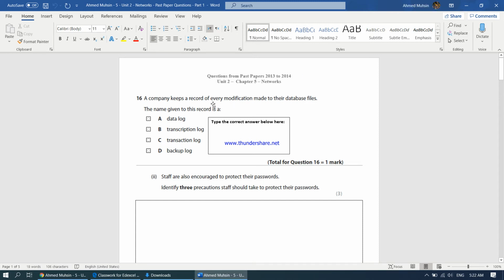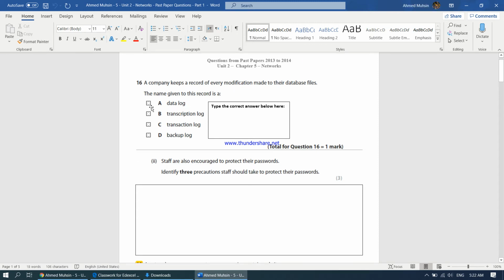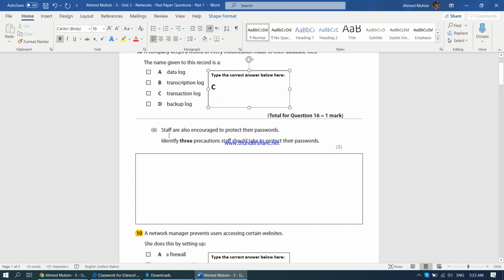Okay. So the first question on the first page goes: a company keeps a record of every modification made to their database files. The name given to this record is... so keeping track of every change that happens in your network is known as what we call a transaction log. Okay, so the answer over here is C, transaction log. Some students do get confused with this word, transcription. No, it is transaction.